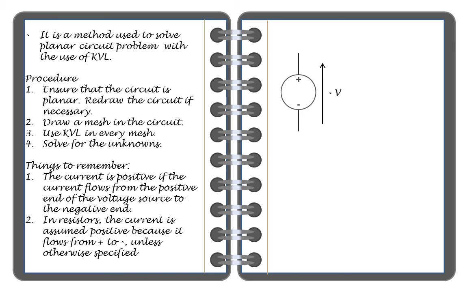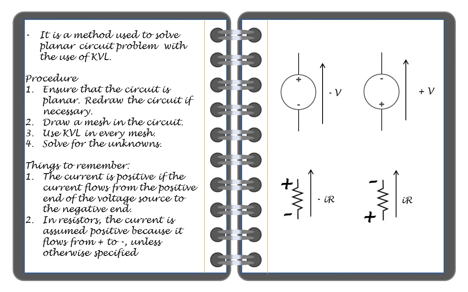As I said, when the current enters the negative side, the voltage value in your KVL will be negative, and if it enters the positive side, the voltage value in your KVL is positive, same as with the resistance. So remember, if there's no sign put on the resistor, it is always assumed that the current enters from the positive side to the negative side.